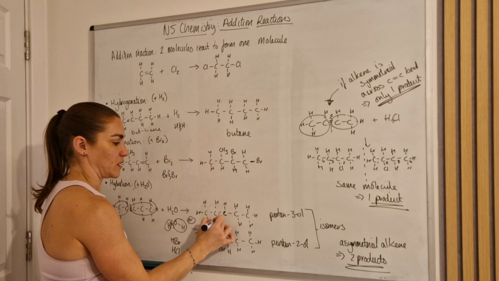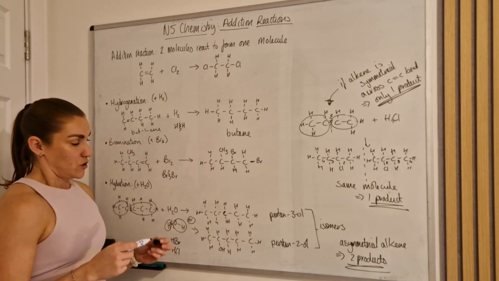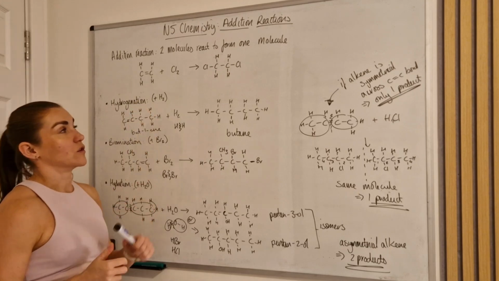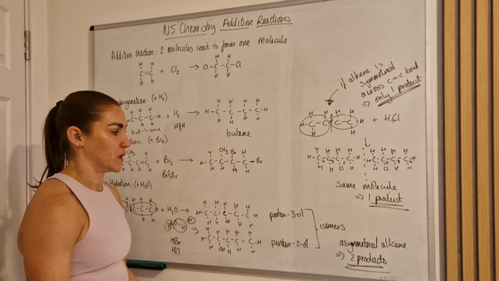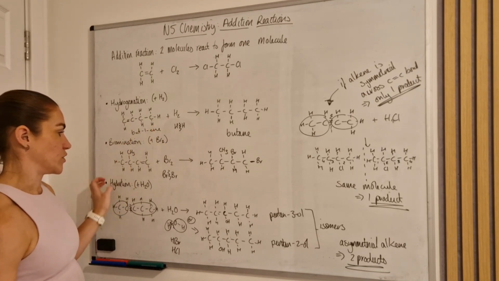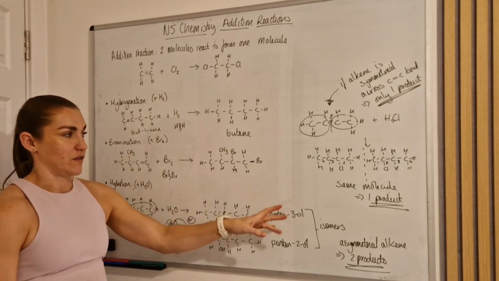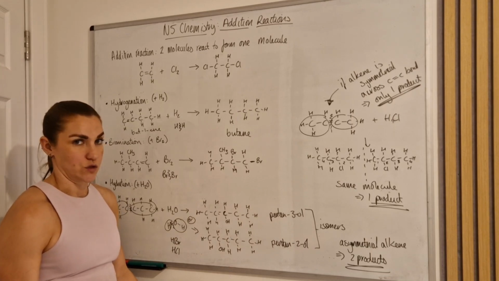Okay, so that's the common things that will get asked on the addition reactions. Trying to identify one, so that's where you would look for 2 molecules joining to form one molecule, drawing the product of one, naming a specific type of addition reaction based on what you're adding, and then identifying which alkenes would give one product only or potentially 2 products.